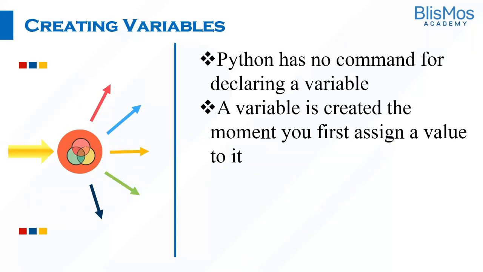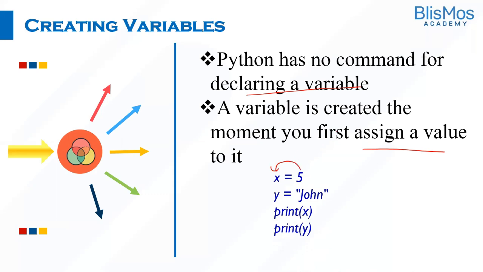Let us understand how do we create the variables. Python as such do not have any command for declaring a variable. When you assign a value to a variable, that is when the variable is created. We do not explicitly define the variable as a part of the Python. As and when you assign a value, that is when variable gets created.